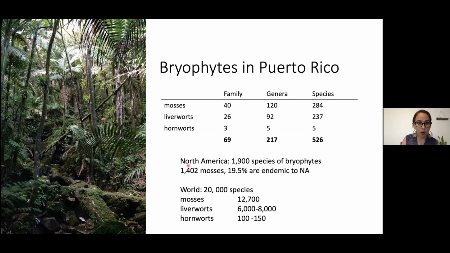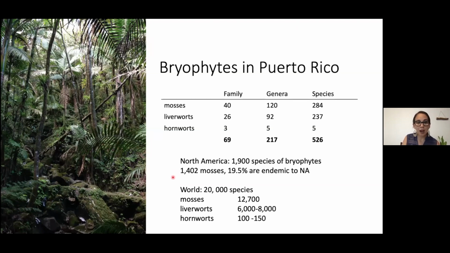Going back to what the species of North America look like, you have about 1,400 species of mosses, and of those, about 19% are endemic to North America. What that means is that about 20% of them only occur in North America and nowhere else in the world. And that is something to be happy about and a motivation to learn more about them.